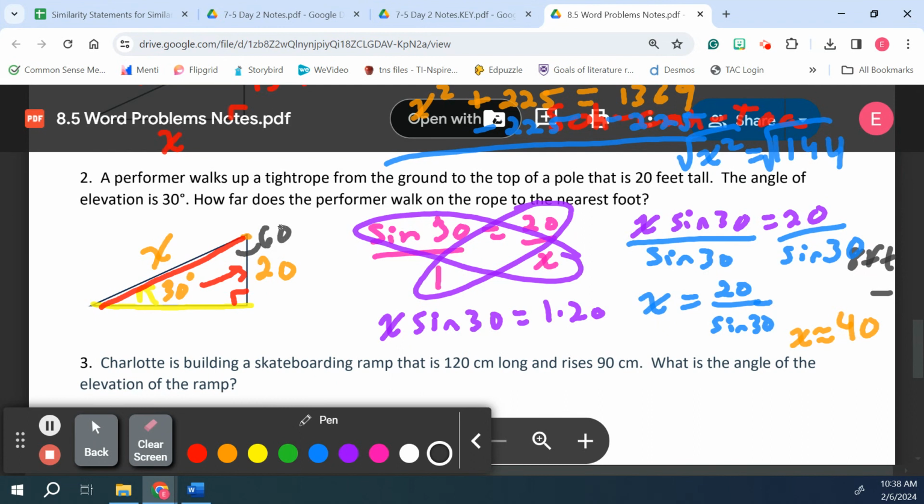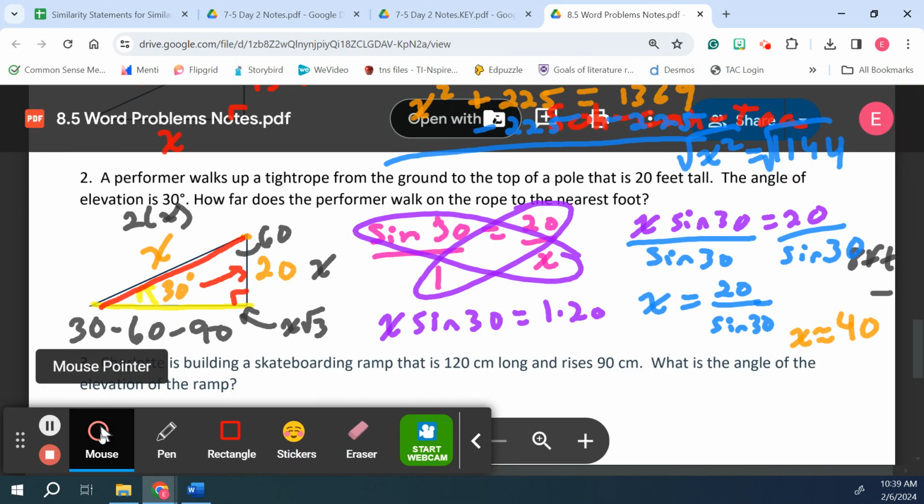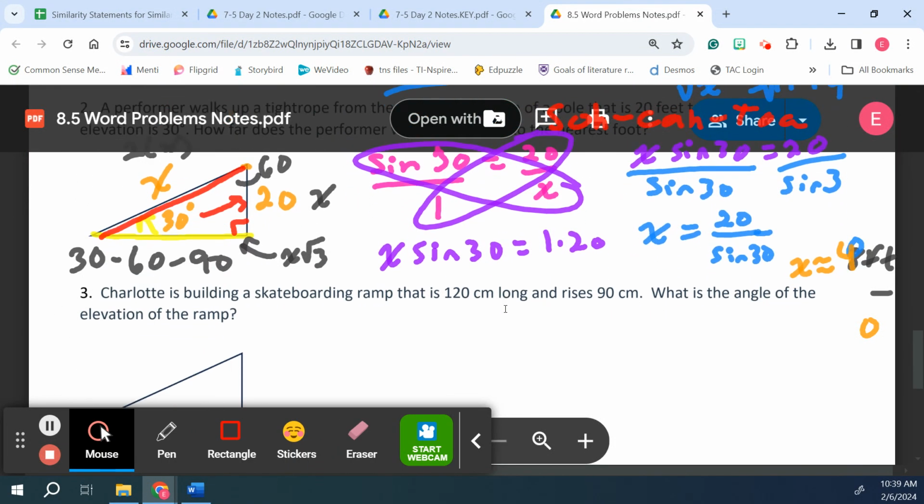Could we have, instead of doing all this, used the 30-60-90 rules? Remember, this is our short leg. This is our long leg, which will be x times the square root of 3, and this will just be 2 times x. So that's another way you could look at this. But if you don't see it, trig still works. It gives you the same answer. Questions on that? All right.